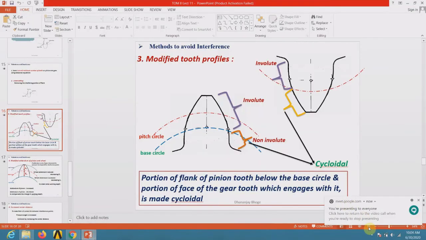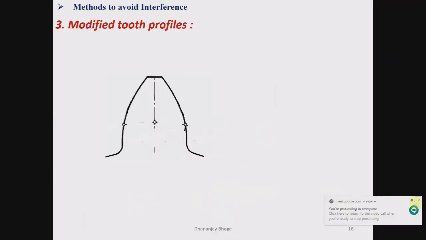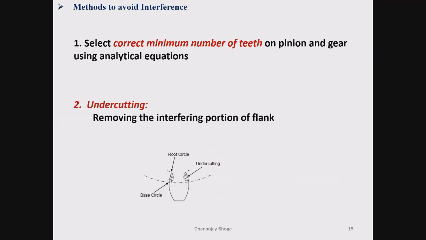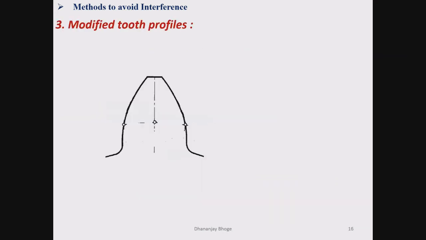With methods to avoid the interference. First one is to select the correct minimum number of teeth on pinion and gear using analytical equations, which we will derive soon. Second method is to remove the interfering portion of the non-tangent flank using the process of undercutting. Number third one is to modify the tooth profiles.